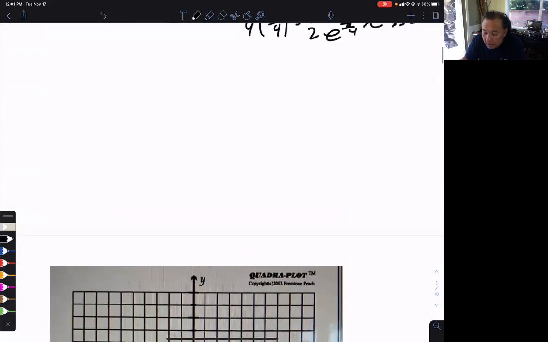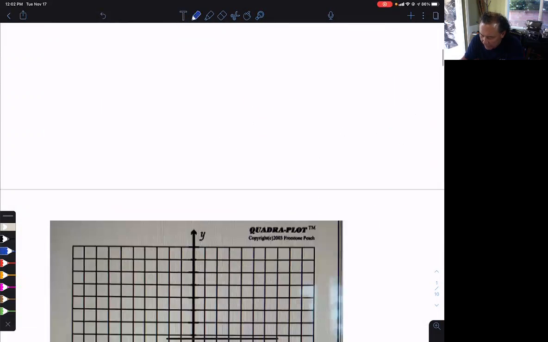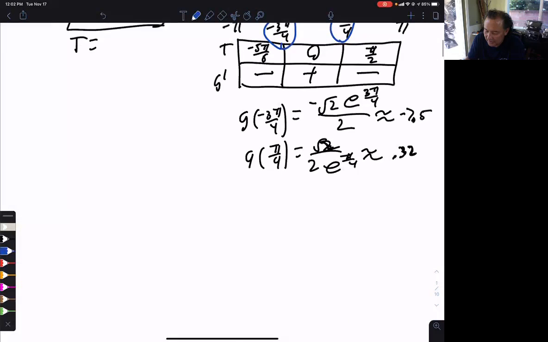So let's plot our relative max and min. So we have a relative min at negative 3 pi over 4. So we're going to go negative 3 pi over 4 and down negative 7.5. Negative 3 pi over 4, 1, 2, 3, down 1, 2, 3, 4, 5, 6, 7, yeah. So that is a relative min. We just found it here.